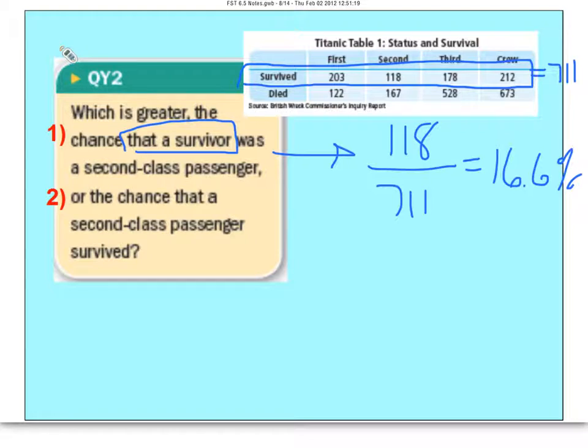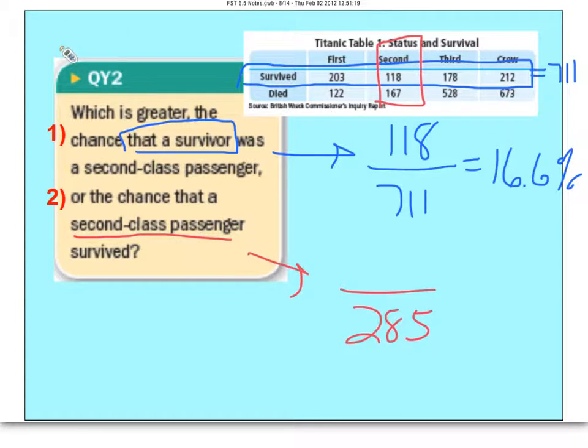The next one, the chance that a second class passenger, so let's look at that. This column here actually totals to 285. We want to know that they survived. So that's going to be 118.